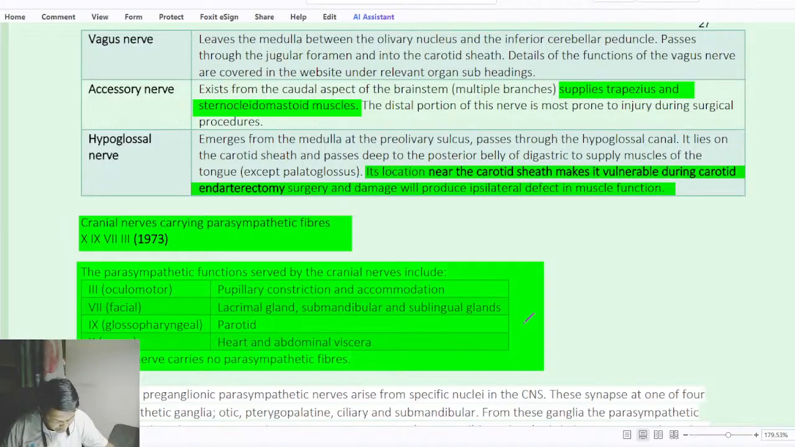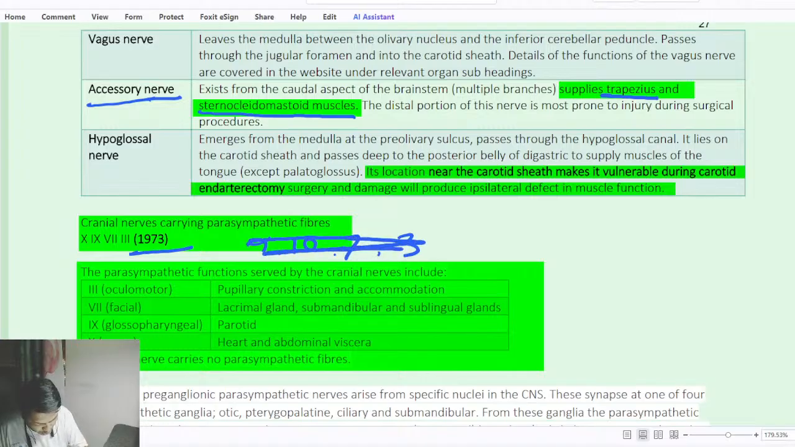Okay, now the accessory nerve. It supplies trapezius and sternocleidomastoid. Cranial nerves carrying parasympathetic fiber: 3, 7, 9, 10. If we divide it, the sequence should be 3, 7, 9, 10.